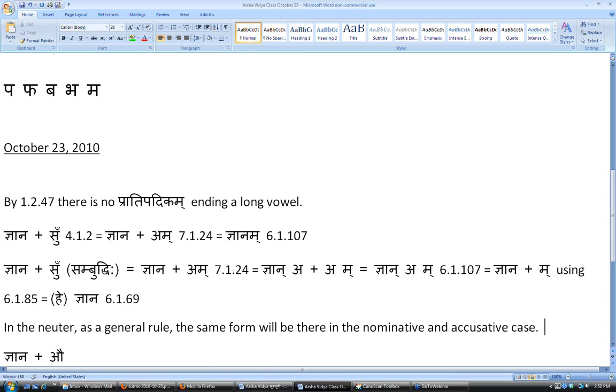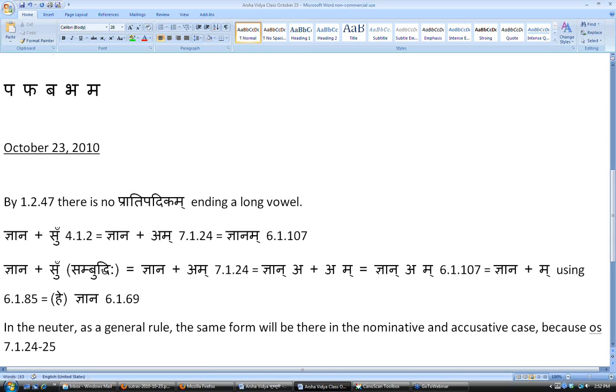Let's look at that. The first sutram that we already saw, 7.1.24 and 25, which is samo napumsakat atoam. Whether it's su or am doesn't make a difference. It gets the same adesha. Either it takes luk, or if it's adantam angam, it becomes am. So that equates the two as far as the neuter is concerned.